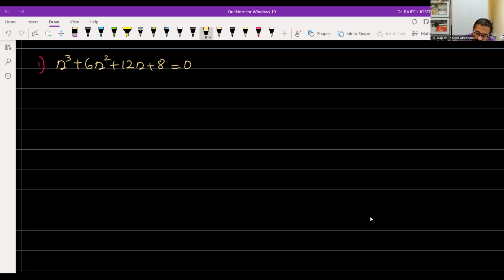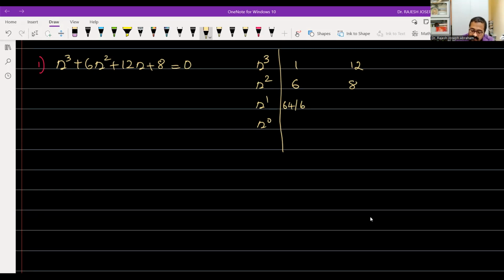So what's the procedure? We have to create a Routh table starting from the highest power, s cube, s square, s raised to 1, s raised to 0. How will you make the entries? Alternate elements: 1, 12 in the first row. The remaining elements go in the second row: 6, 8. What will be the next row? 6 into 12, 72, minus 8, whole divided by 6. That will be 64 by 6. There is no element here to enter, because there are no more finite elements, so obviously it will be 0 here.